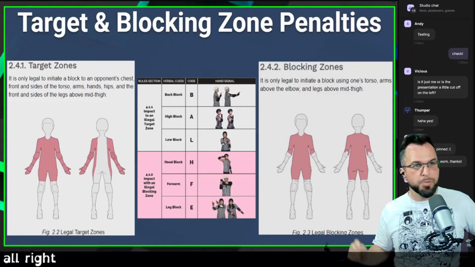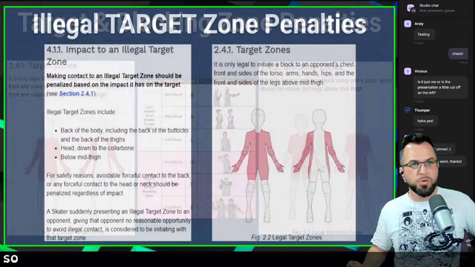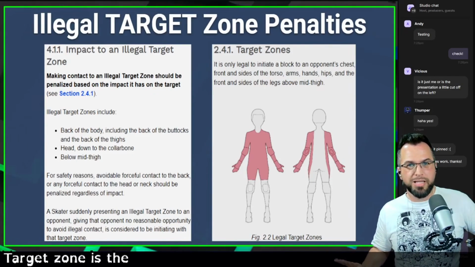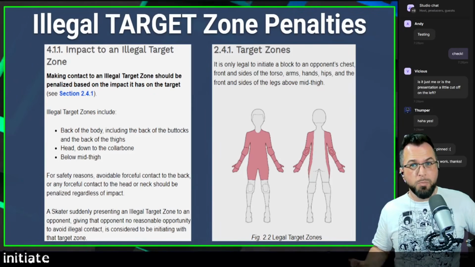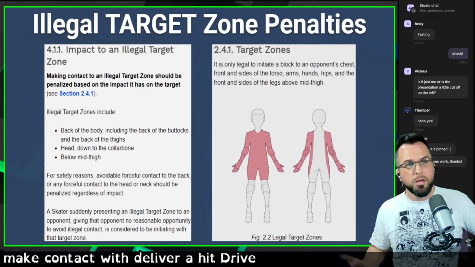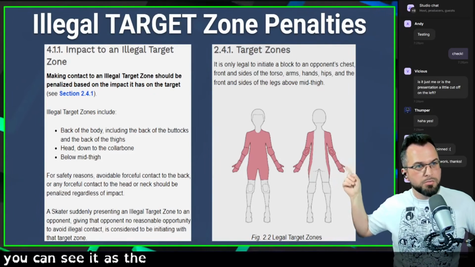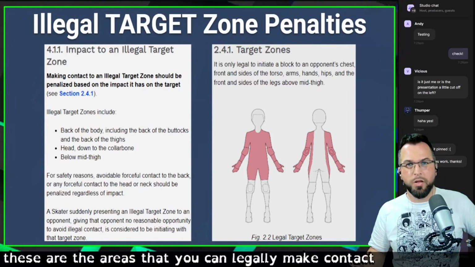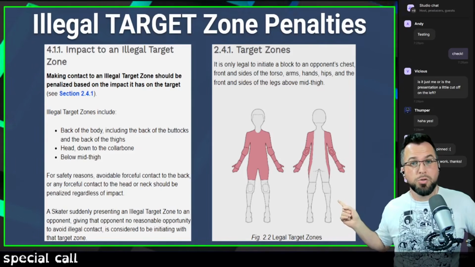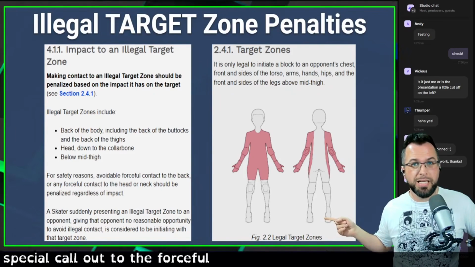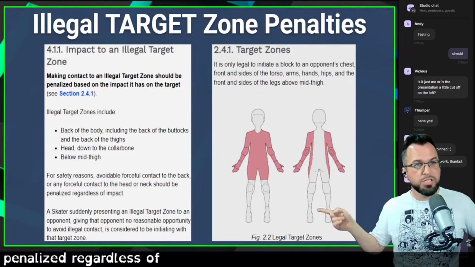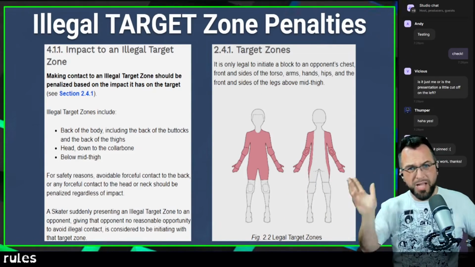All right, we'll dive deeper into these. So first, we'll get into illegal target zone penalties. Target zone is the portion of the body you're legally allowed to initiate contact with, deliver a hit, drive. You can see it as the pink color on the silhouette. These are the areas that you can legally make contact with on an opponent. Special call out to the rule that forceful contact to the back, head, neck is penalized regardless of impact, for safety reasons. We mentioned that earlier.